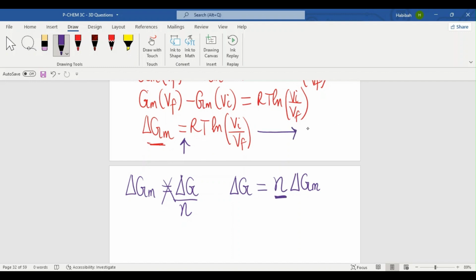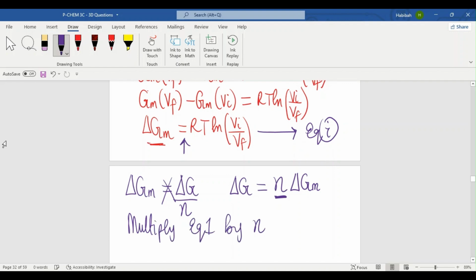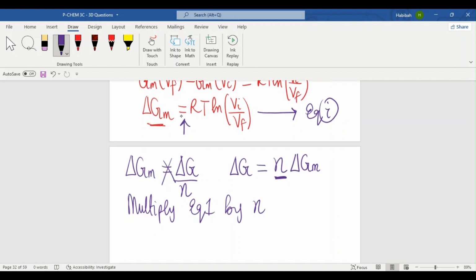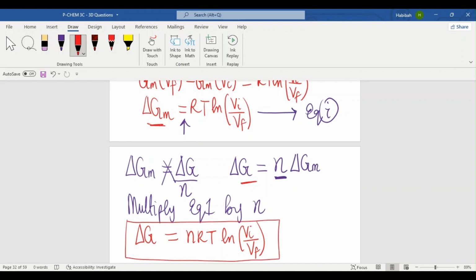equation. So let's imagine this is equation one. Just bear with me. We're just gonna multiply equation 1 by number of moles. So when we do that, we end up with changing G, which is what we're trying to do here, is now going to equal nRT ln V initial divided by V final. That is basically the equation that we're going to use now to solve this question.